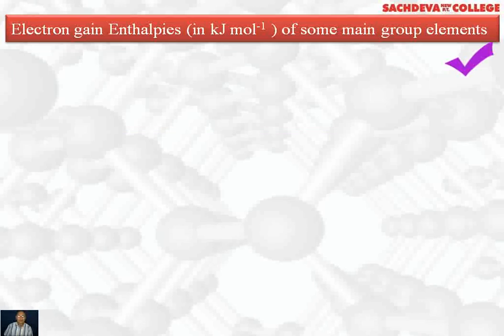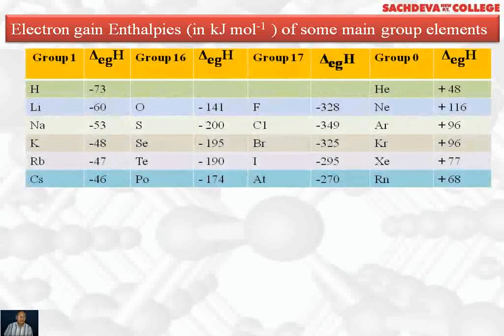Electron gain enthalpies in kilojoules per mole of some main group elements. In first group, hydrogen minus 73, lithium has minus 60, sodium minus 53, potassium minus 48, rubidium minus 47, cesium is minus 46, that is electron gain enthalpy decreases down the group.